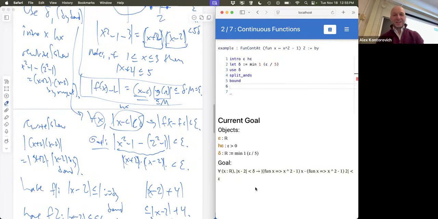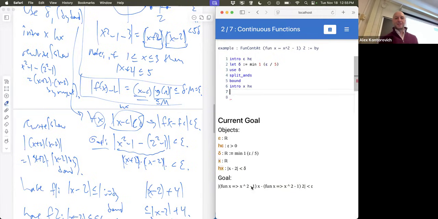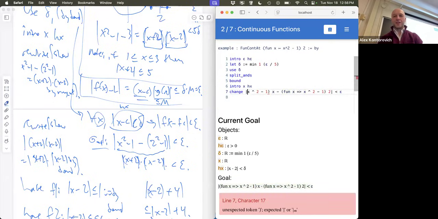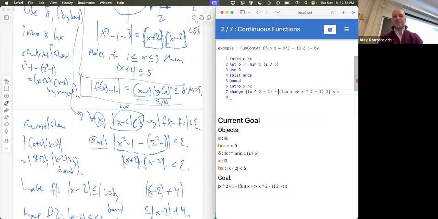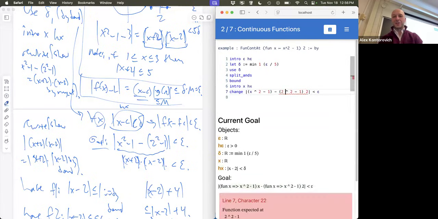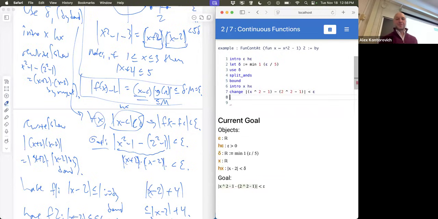Yeah. Okay. For all x, so intro x hx. This is too ugly for me. I have to change it. I don't know what it says. So change. The function that sends x to x squared minus 1, evaluates it at x, versus the function that evaluates it at 2. That difference is less than epsilon. That looks much nicer.